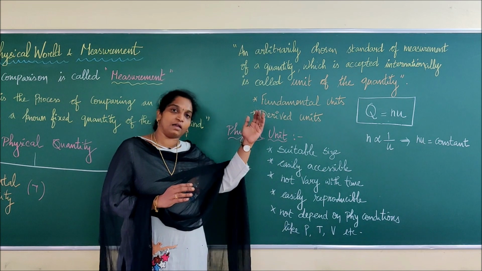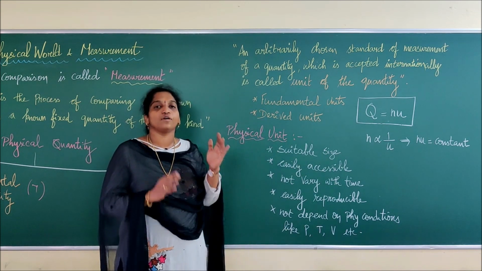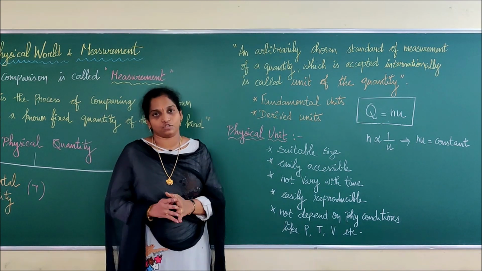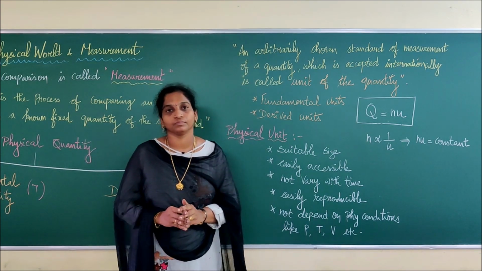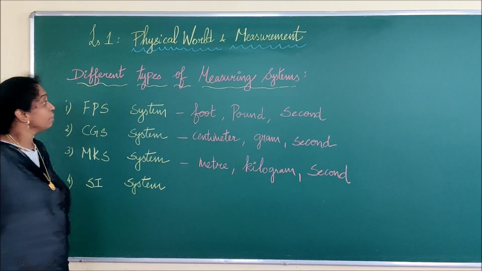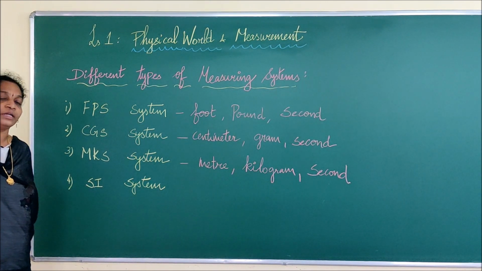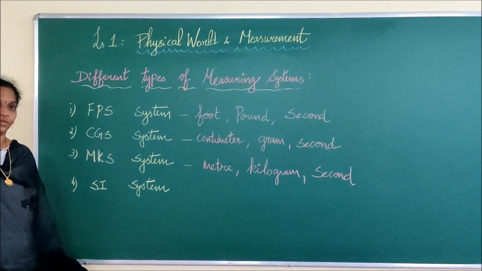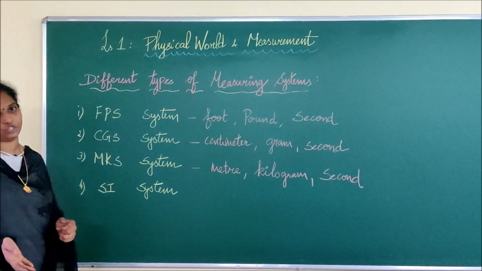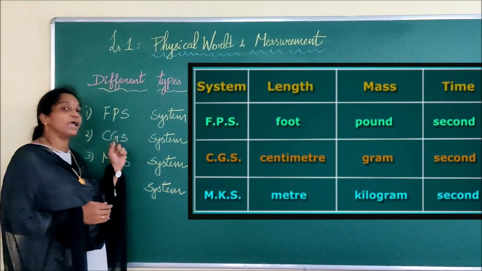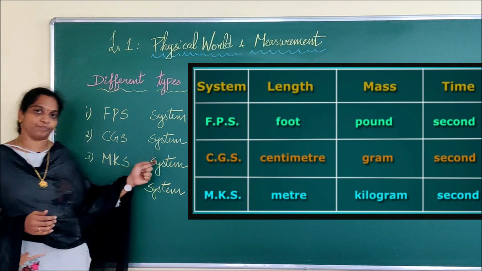So you have from the past, how far the system of units has changed. Right? We are going to learn about the different types of measuring systems. So from the olden days till now, what systems have been followed and how they have changed. The first system is the FPS system.